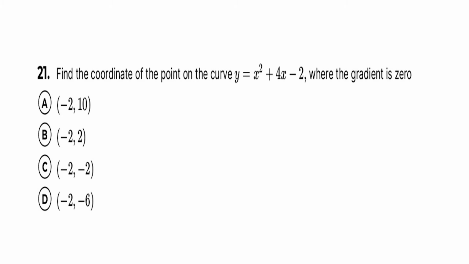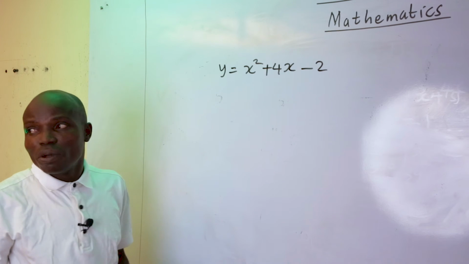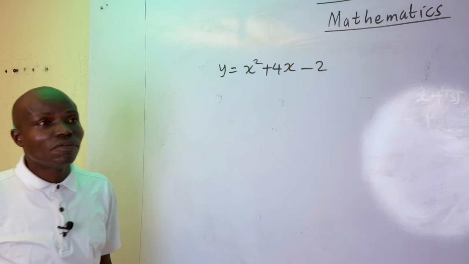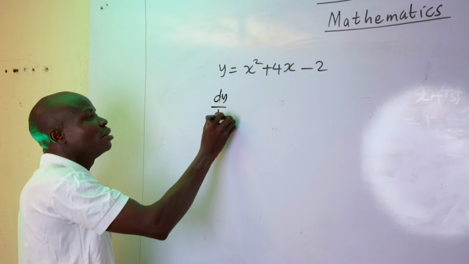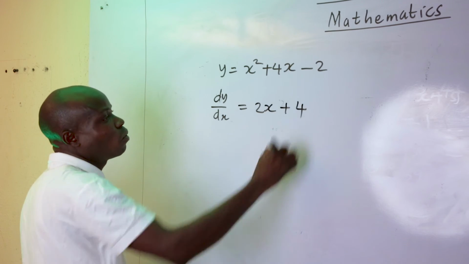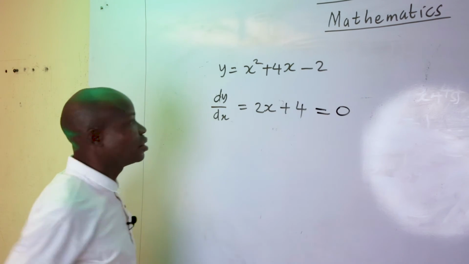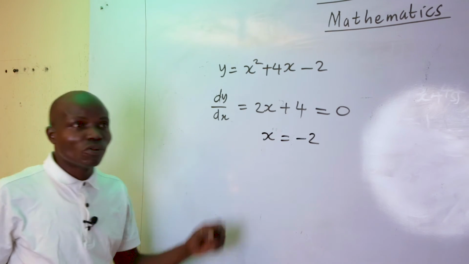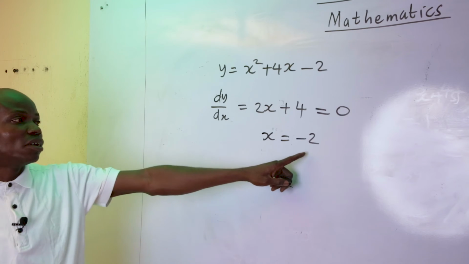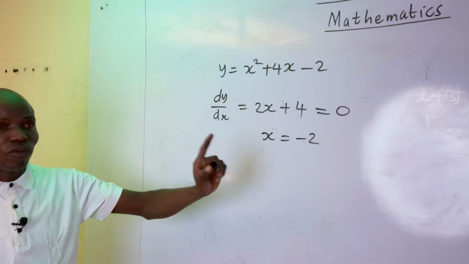Find the coordinate of the point on the curve y equals x squared plus 4x minus 2 where the gradient is 0. y equals x squared plus 4x minus 2. To obtain the gradient here, we'll find the derivative of the equation with respect to x. And dy/dx gives us 2x plus 4. And the gradient equals 0 implies that dy/dx equals 0. So simplifying this, we obtain the value of x to be minus 2. So that's the value of x at the point where the gradient is 0.